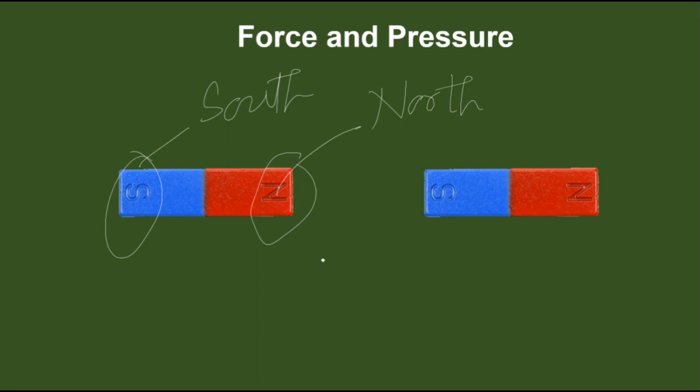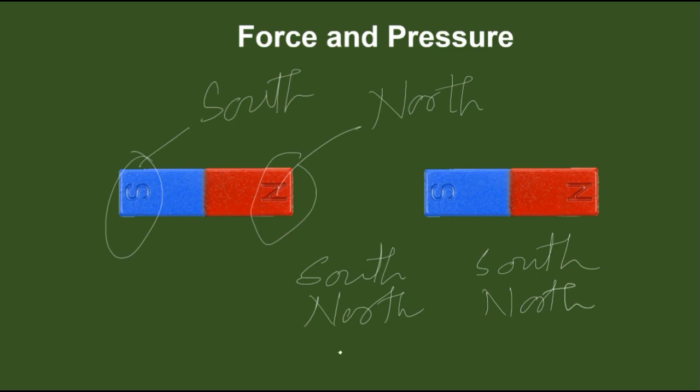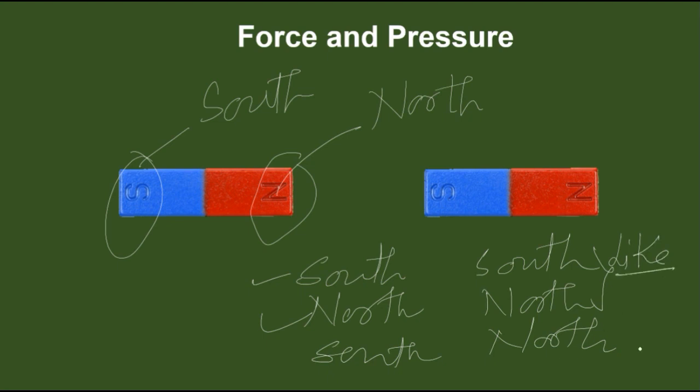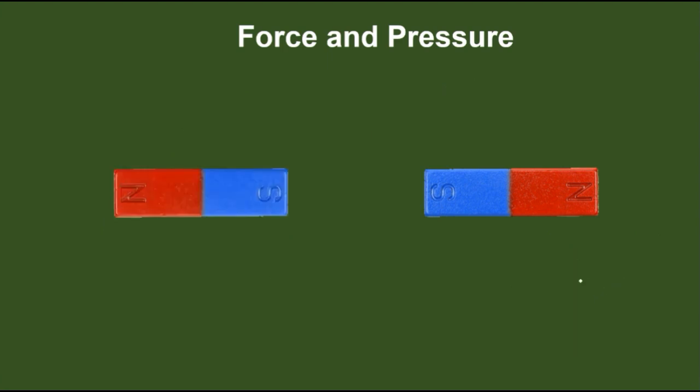Right? So you can bring this magnet in this way, south and south facing each other, or north and north facing each other, or south and north facing each other. When you bring south and south, or north and north facing each other, they are like poles, isn't it? And here, unlike poles.